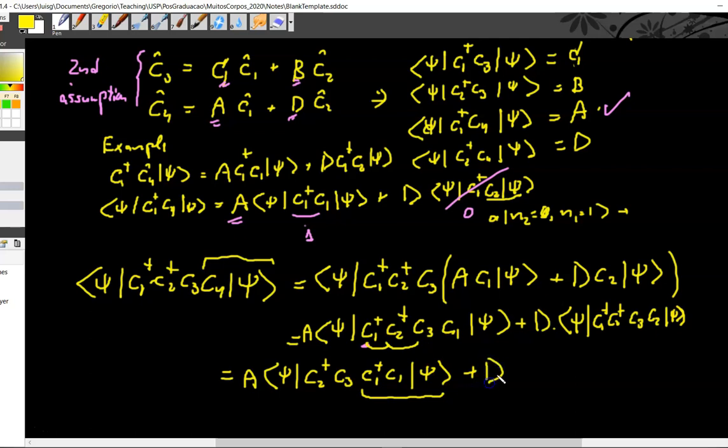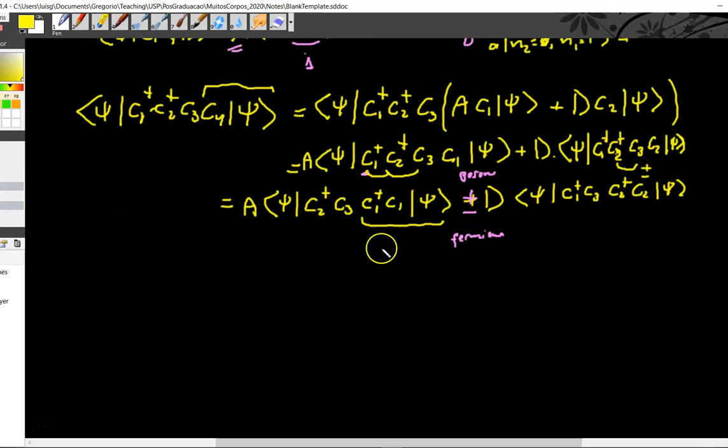All right. Now, the other one is trickier, because I have a 2 here, and I want to bring these two daggers, C2 dagger, close to the C2, so then I can apply the number operator N2 to psi that I can solve. Now here I only have one jump. If they're bosons, I should get a plus one. If they're fermions, I should get a minus one. So here I'll get plus if they're bosons, and minus if they're fermions, times psi C1 C3 C2 dagger C2 next to the psi, which is precisely what I wanted.